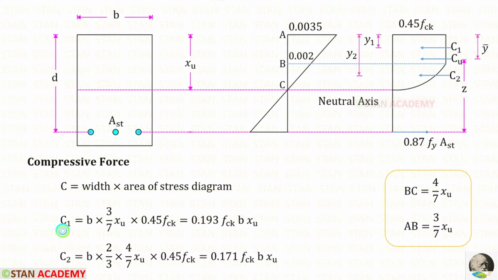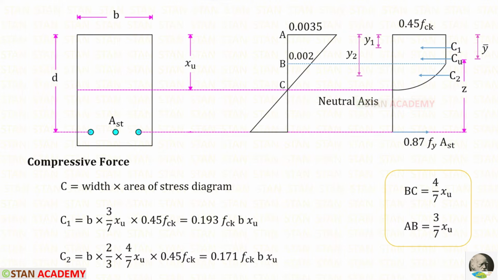Let us find C1. We know the width of the beam, that is B. We know the area formula of a rectangle, side into side. This side is AB. We have already found that, 3 upon 7 into XU. This side is 0.45 FCK. For C1, we will get this.